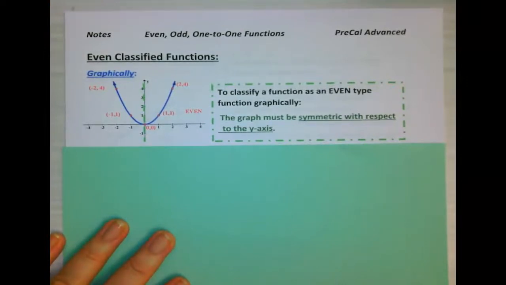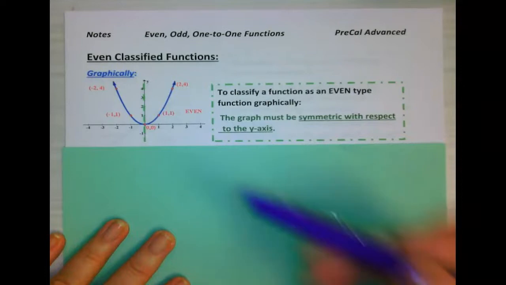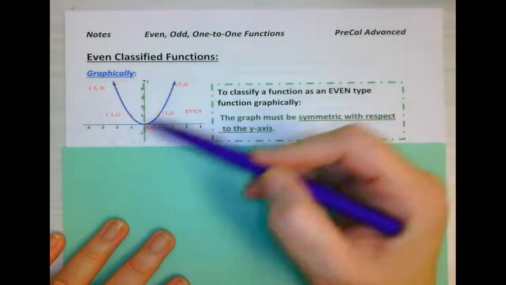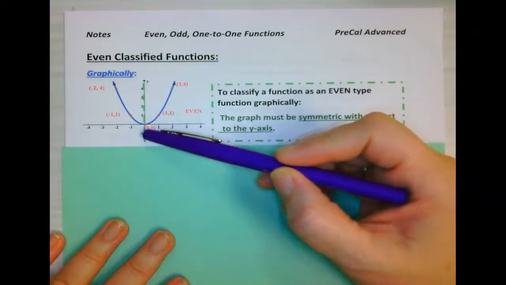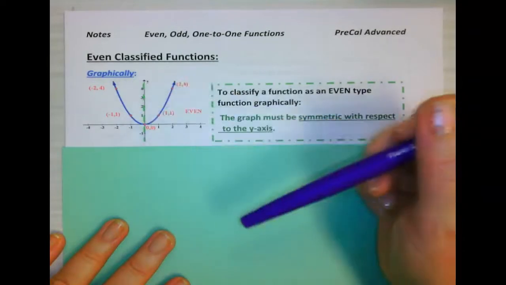So the first thing that we're going to talk about is how to classify a function graphically. If you're classifying a function graphically, then it stands to reason you should be looking at the graph. So we're going to use this example right here. You can see it's quadratic. You can see the main points that we've plotted there.